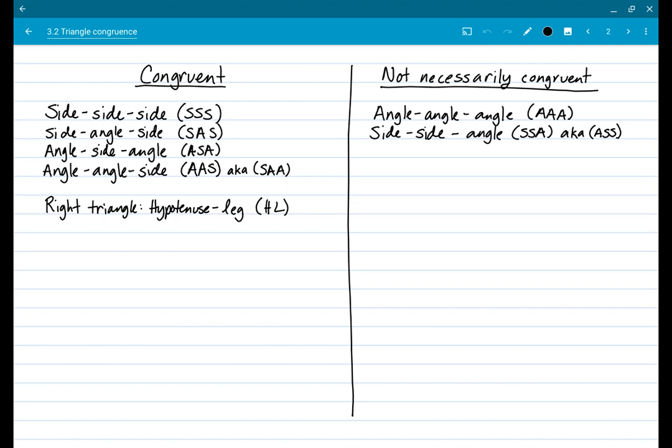Side-side-angle, a funny way to remember this is ASS, also gives two possibilities where one would be congruent, but the other possibility is not. So we can't say that by that definition, it would be congruent.